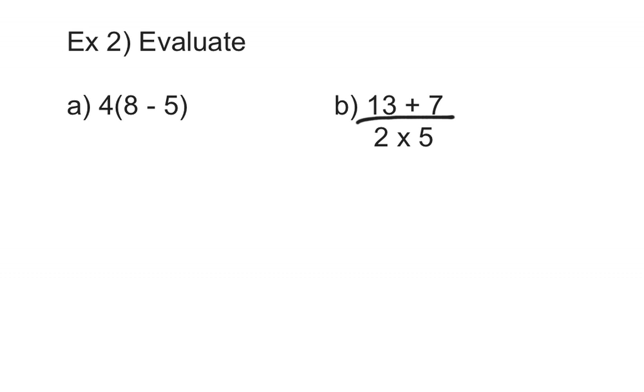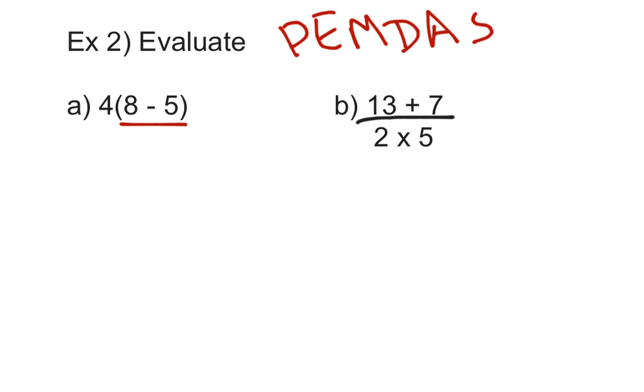Okay, so for part A here, again, I'm going to use Please Excuse My Dear Aunt Sally to solve these. We're in part A here. The first thing I notice is that there is a parentheses, so I need to do that first. 8 minus 5 gives me 3.